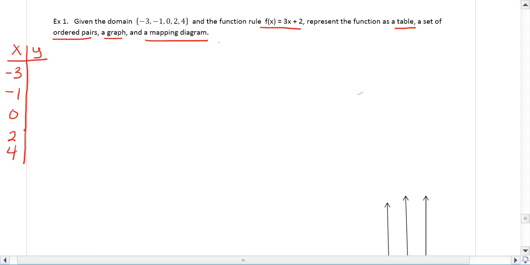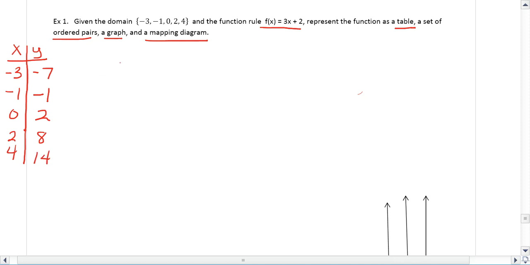So -3 times 3 is -9, and -9 plus 2 is -7. Putting in a -1, I get a -1. Check my math here. Plug in a 0, I get 2. Putting in a 2, 6 plus 2 is 8. Putting in a 4, 12, 13, 14.